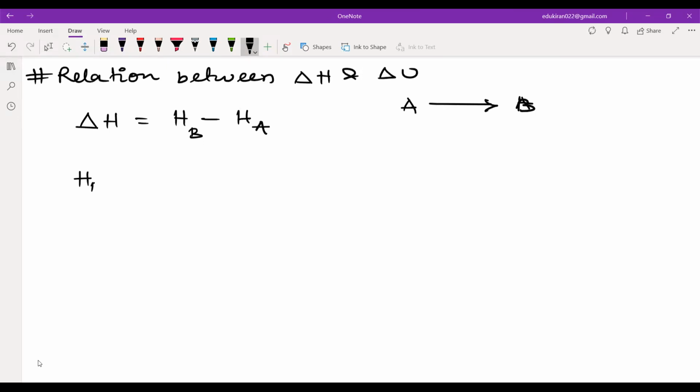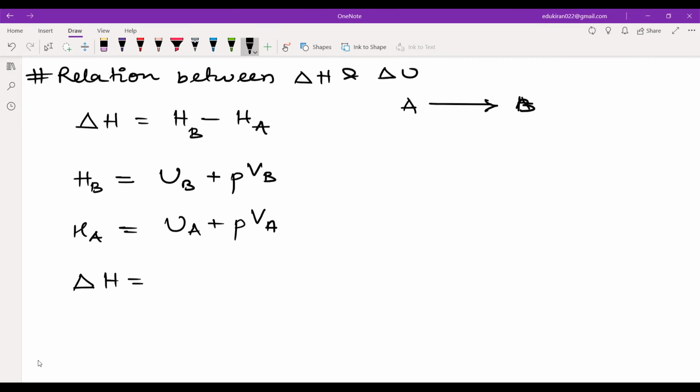So now you will tell me HB, it will be equal to UB plus, the pressure is constant, so P, and there will be VB, right? And then we have HA. This will be equal to what? Tell me, guys. UA plus PVA. Not PVB, PVA. Now we can write delta H is equal to UB plus PVB minus UA plus PVA.